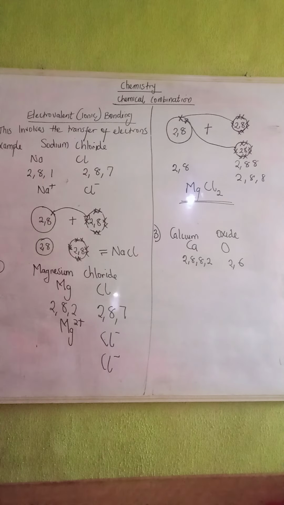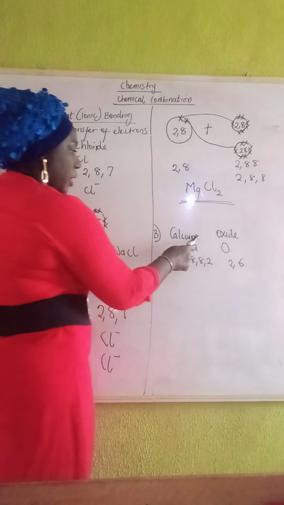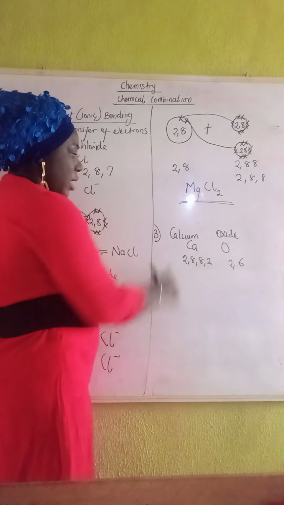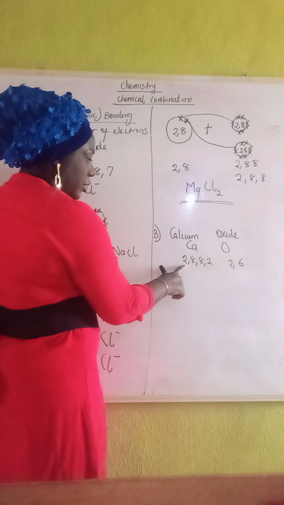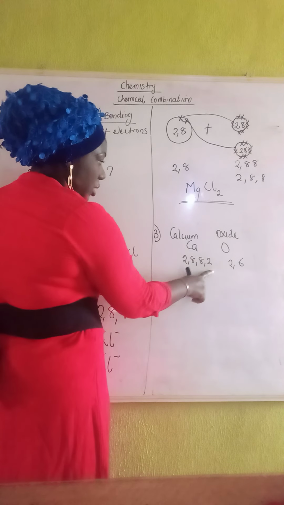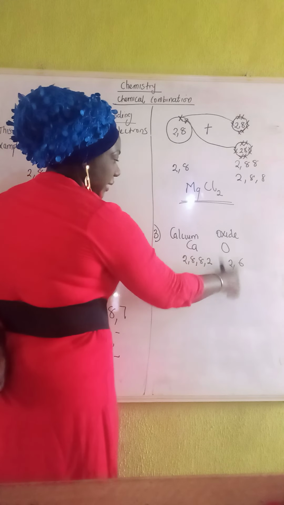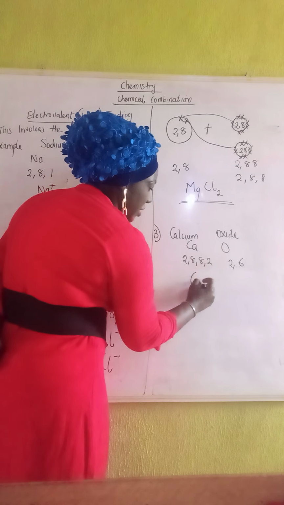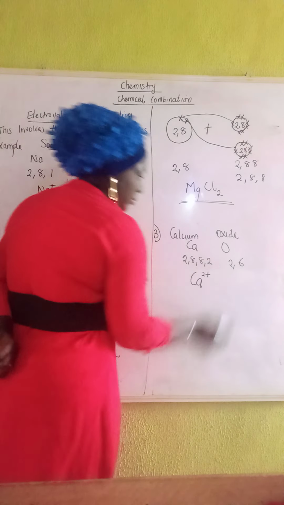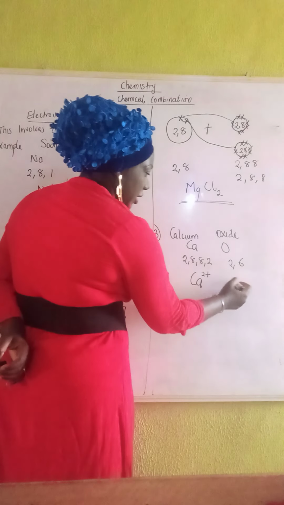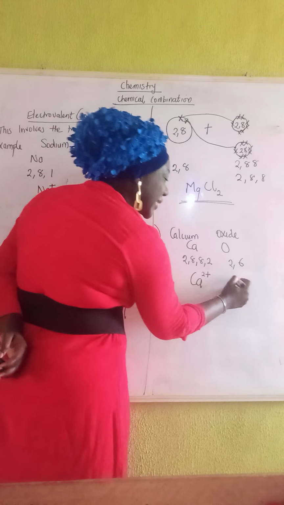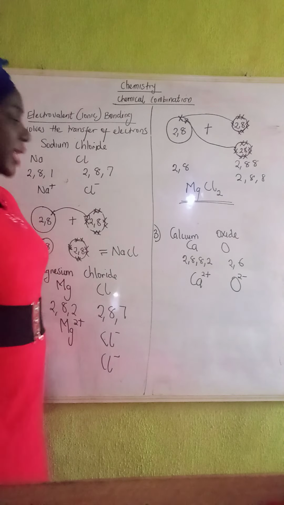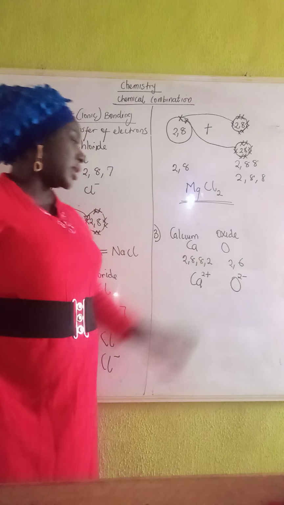Now let's look at the last one, calcium oxide. So for calcium oxide, it involves calcium and oxygen. Calcium has electronic configuration of 2,8,8,2. Oxygen has 2,6. So now, if this one is giving out the 2, it simply means Ca 2 plus. While oxygen is what? It has to accept the 2. Is that taken? That means oxygen will have to accept the 2.